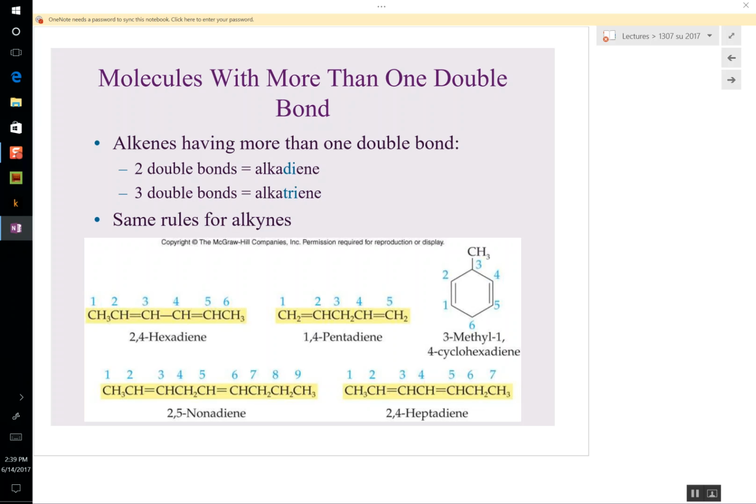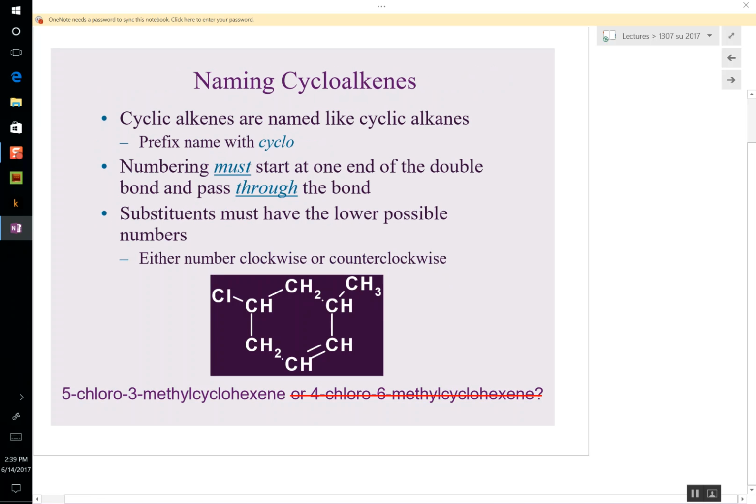You can come back and digest that. You won't see a lot of these. You might see hexadiene pop up somewhere.